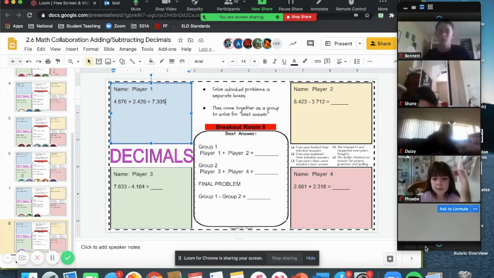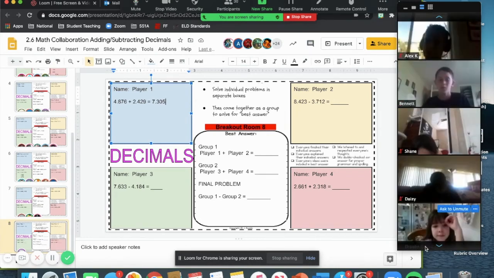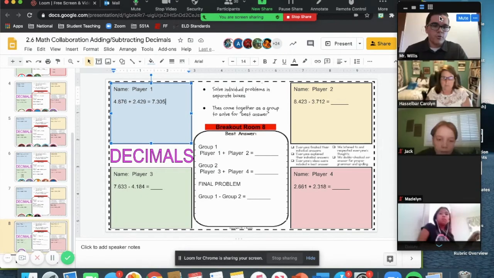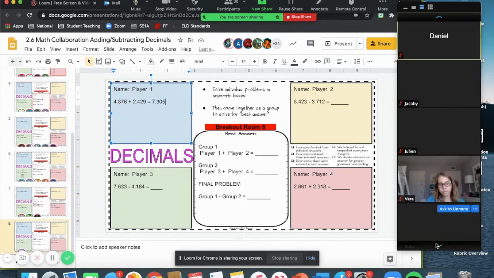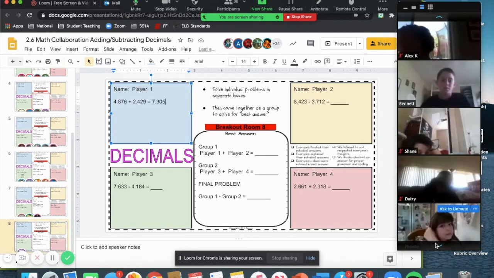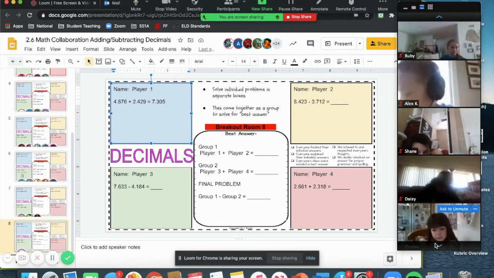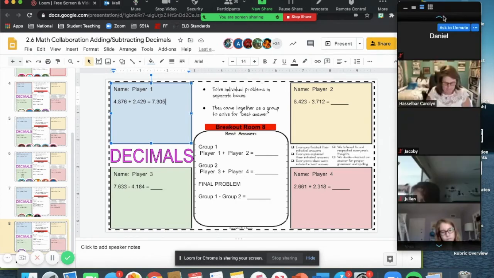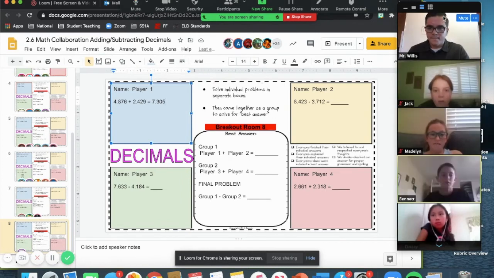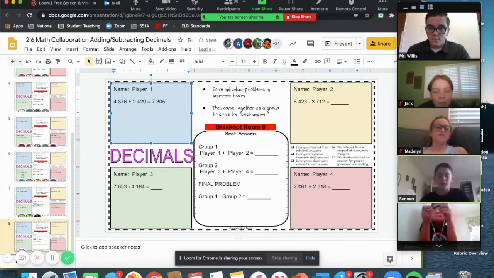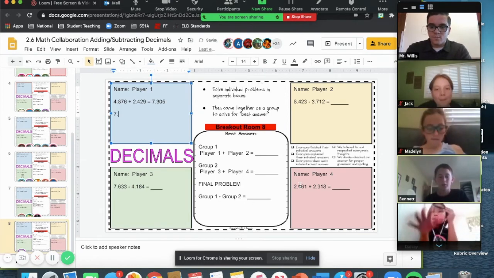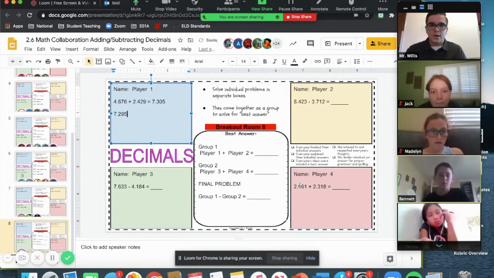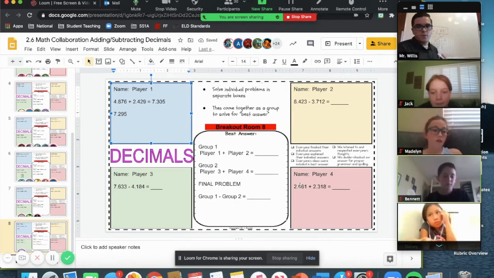Who else was a blue square? I was. Do you agree with that? Yes. Does anybody disagree that was a blue square? Thought I saw Bennett shaking his head. Bennett, were you a blue square? I disagree. Okay, well, what'd you get? I got a different one. I got 7.295. Well, then it looks like we're going to have to do it on the board, which is no problem.